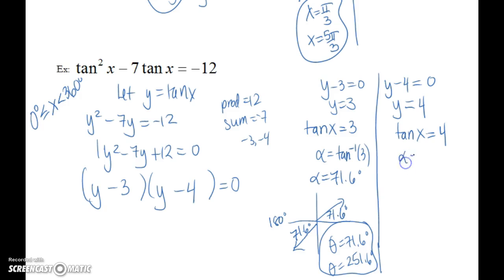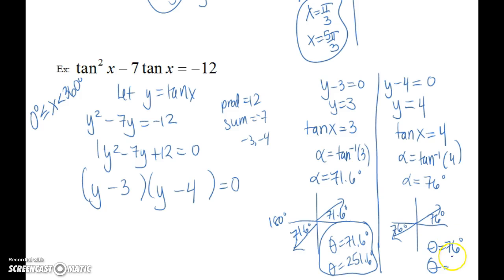On the other side, similarly, inverse tangent of 4, and we get 76 degrees basically if we are rounding. So 76 degrees. And again, 4 is positive, so we're sketching in quadrants 1 and 3, but our reference angle is 76 degrees. So the quadrant 1 angle is 76 degrees, and the quadrant 3 angle is 180 degrees plus 76 degrees, or 256 degrees. So we have 4 solutions in this case. That's standard 3.5 solving quadratic trig equations.